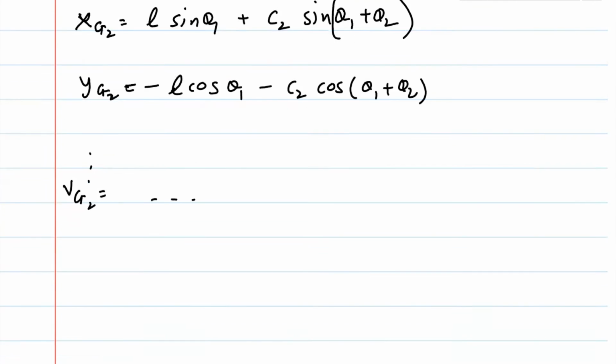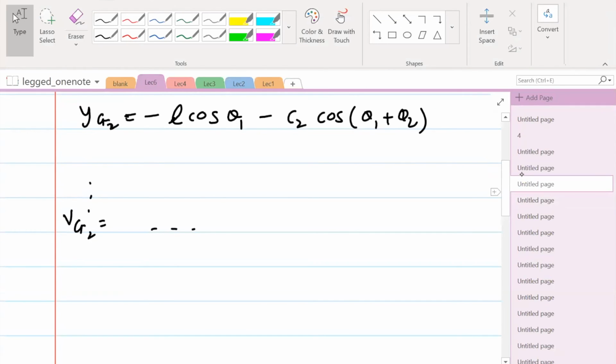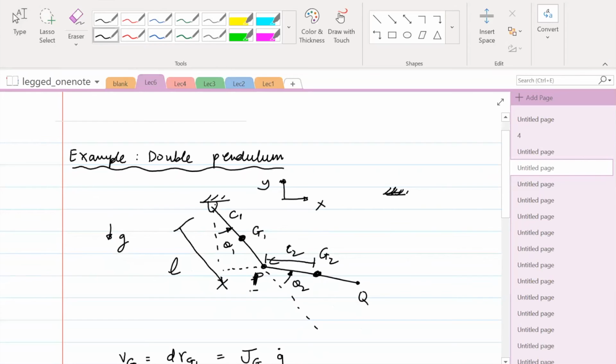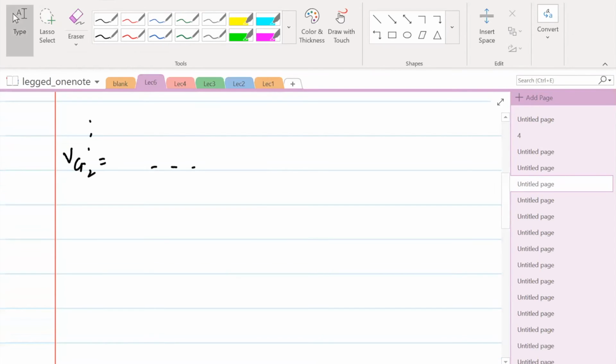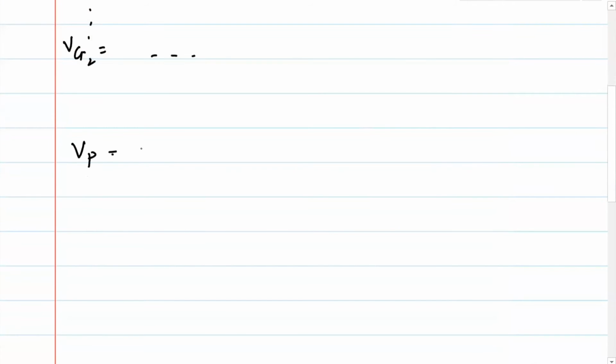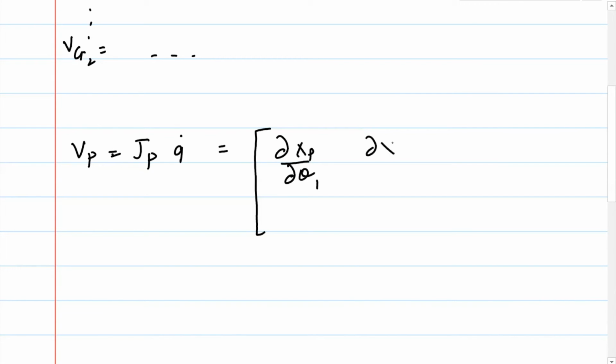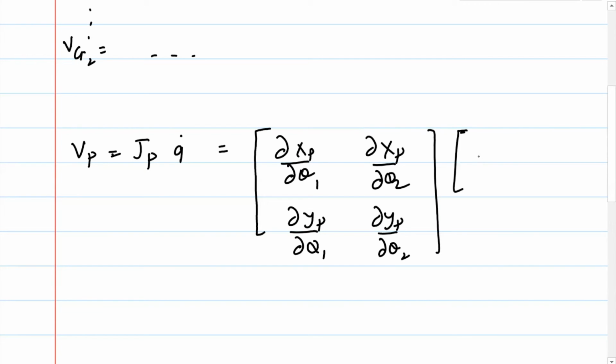Okay, and then as I said, you could also write the Jacobian of point P, if you want to find the velocity of P. In this case, there's no real use of the velocity of point P, but if you want to write it, all you need to do is write down Vp is Jp times q dot, and Jp is basically dxp d theta 1, dxp d theta 2, dyp d theta 1, dyp d theta 2, times theta 1 dot, theta 2 dot.